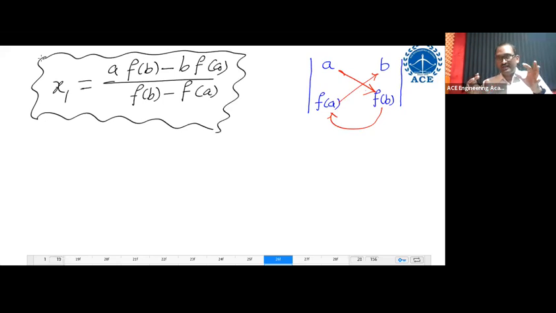Suppose the root lies between a and x1, then you need to write a here, x1 here, and f of a, f of x1 below. You can write x1 here, a here, or b here, a here, no issue. Suppose f of x1 and f of x2 are of opposite signs, you can write x1, x2 here, or x2, x1 here, no issue: x1, x2, f of x1, f of x2. Find the determinant value, that is the numerator. Denominator, this minus this. This is the way you find each approximation, and there is no need to remember any formula regarding this method.